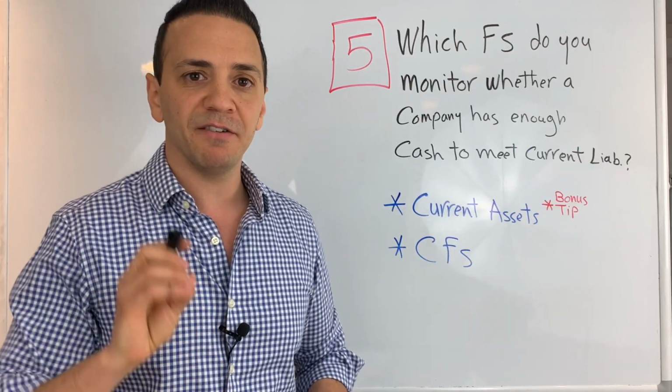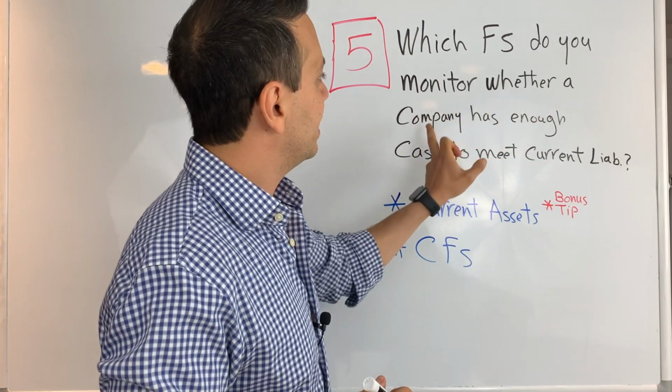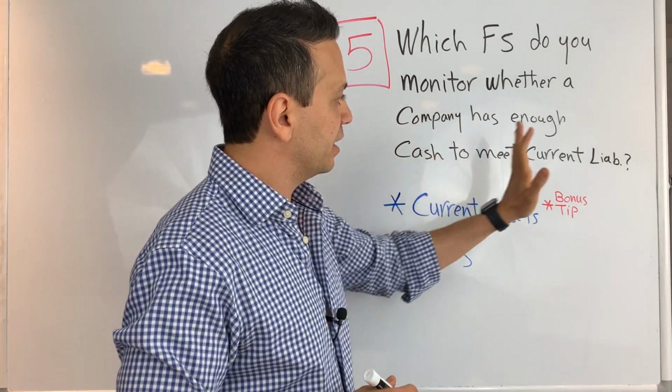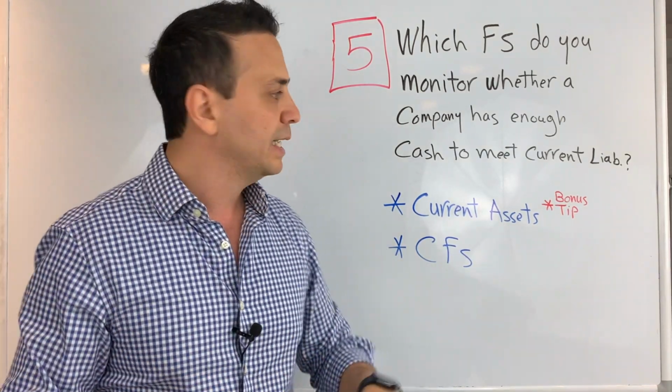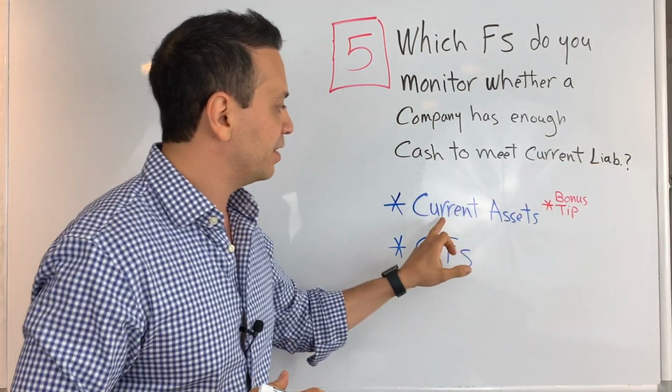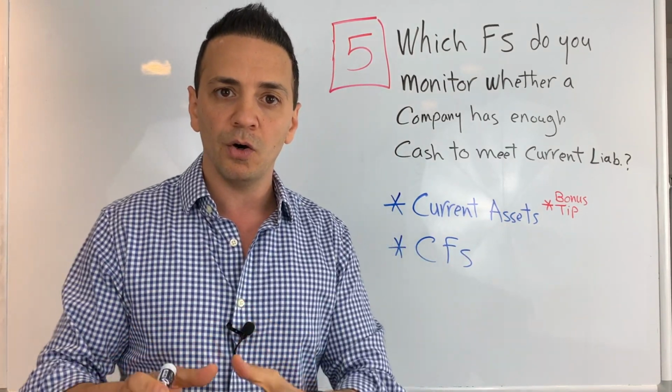All right, so question number 5 and the final question on my list today is, which financial statement do you monitor to see whether a company has enough cash to meet its current liabilities? Basically, you don't have to really overthink it. This is an easy question. To meet current liabilities, you need to have enough current assets on the balance sheet. So the first place to look is the current assets on the balance sheet.